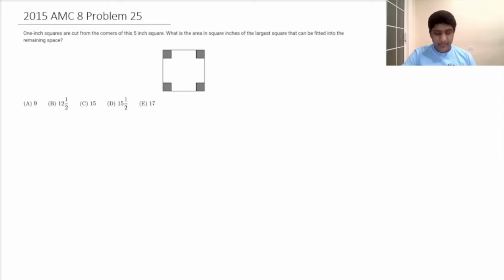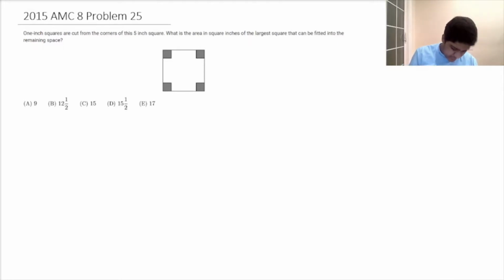Today we'll be solving problem number 25 of the 2015 AMC 8. We have that 1-inch squares are cut from the corners of this 5-inch square. What is the area in square inches of the largest square that can be fitted into the remaining space?